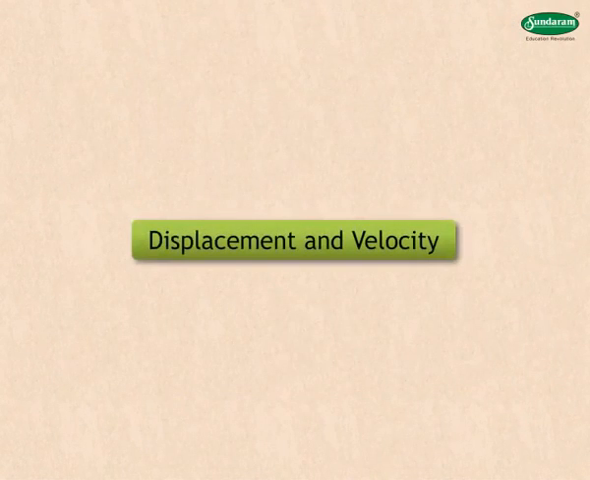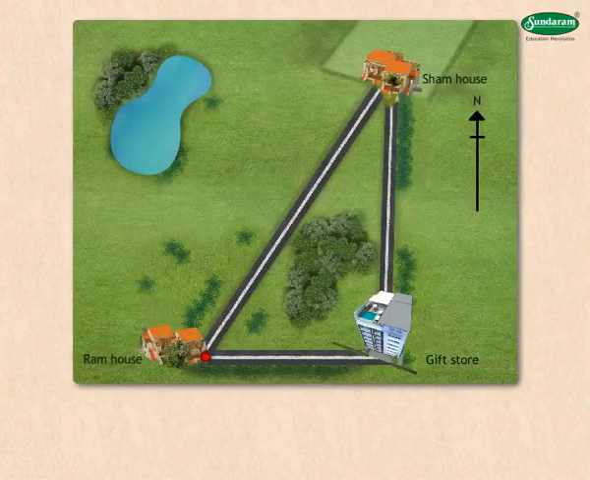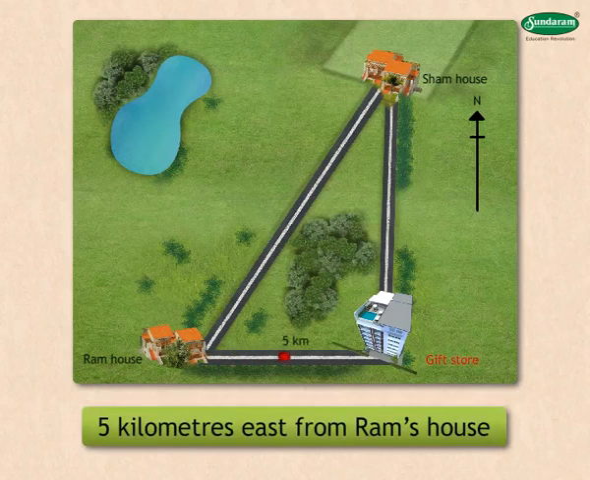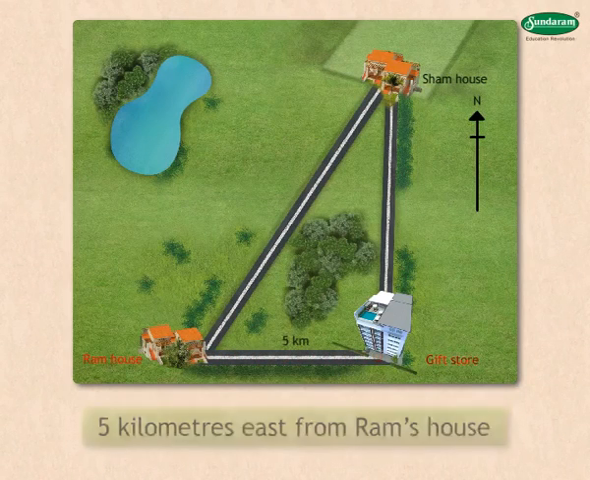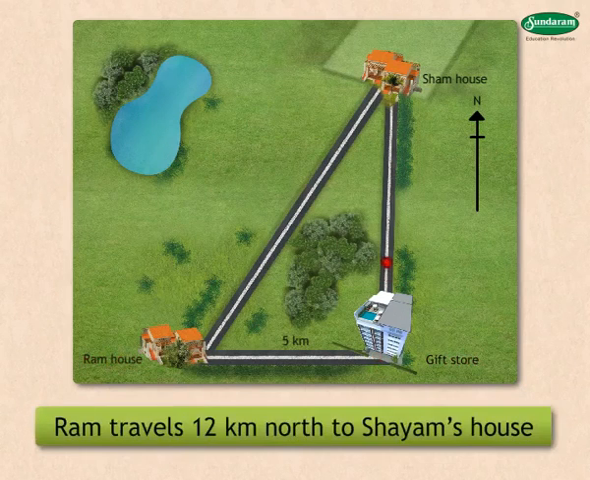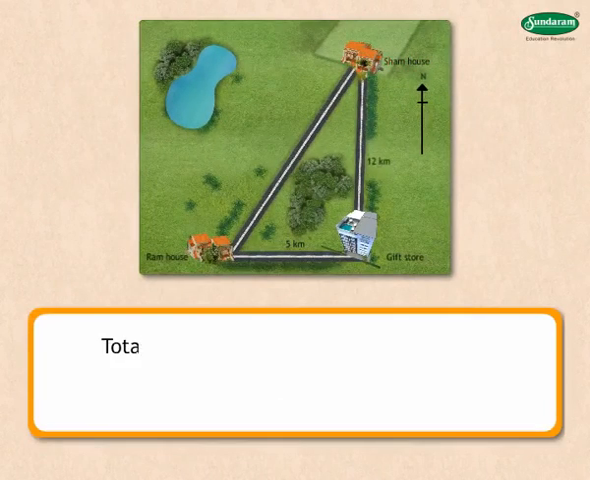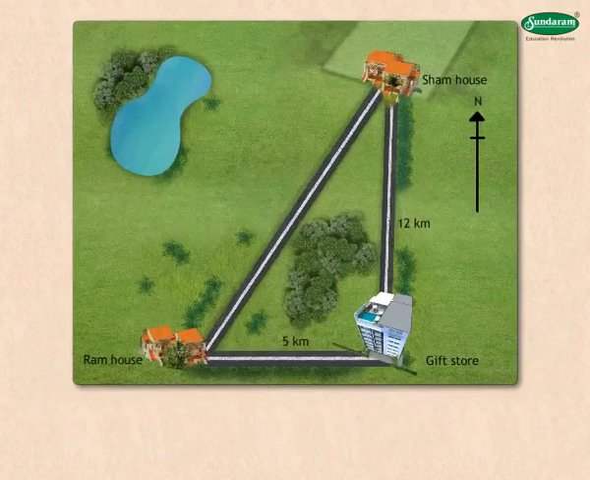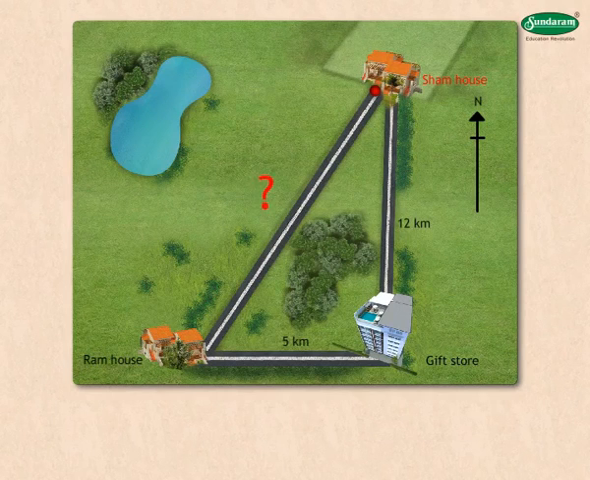Displacement and velocity. Ram is on his way to Shyam's house. As it is Shyam's birthday, Ram has to buy a nice gift for Shyam from the gift store, which is 5 kilometers east from Ram's house. After buying the gift, Ram travels 12 kilometers north to Shyam's house. The total distance travelled by Ram is 5 plus 12, that is 17 kilometers. If Ram has to go directly to Shyam's house, how much distance would he need to travel?